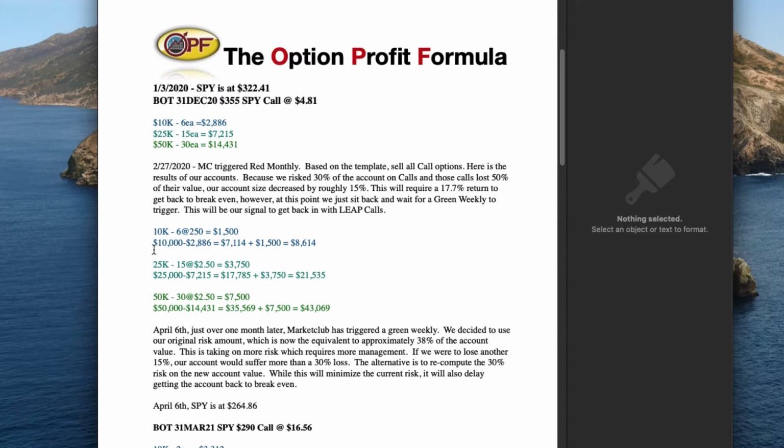Okay, so you can see that here. Let's just look at the 10K account. If you had $10,000, we invested $2,800 in options, which reduces our account size from 10,000 to $7,100. Then because we lost 50% on those options, we sold them back at $1,500. So you can see our account was reduced by almost $2,400. We lost about 2,400 bucks.